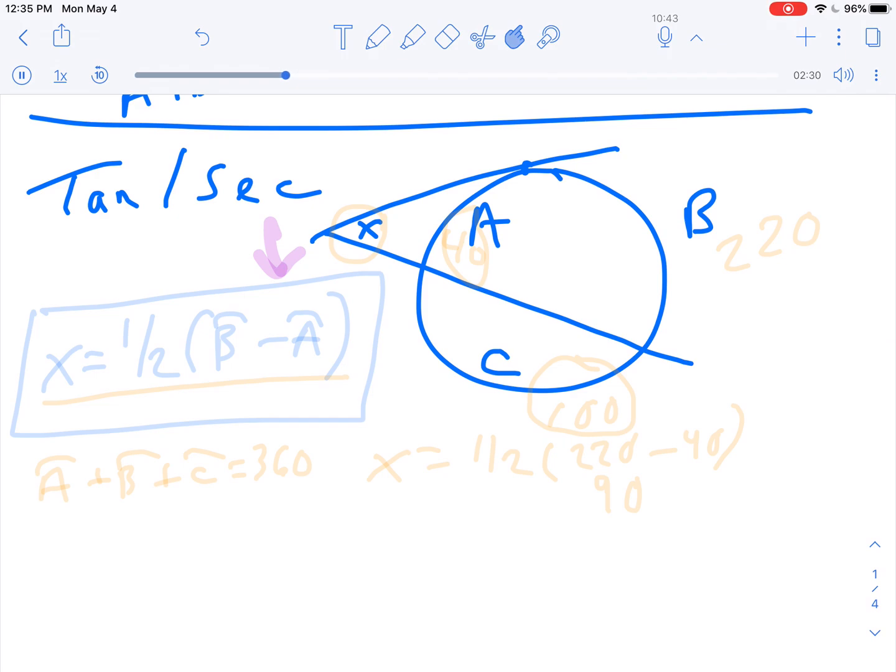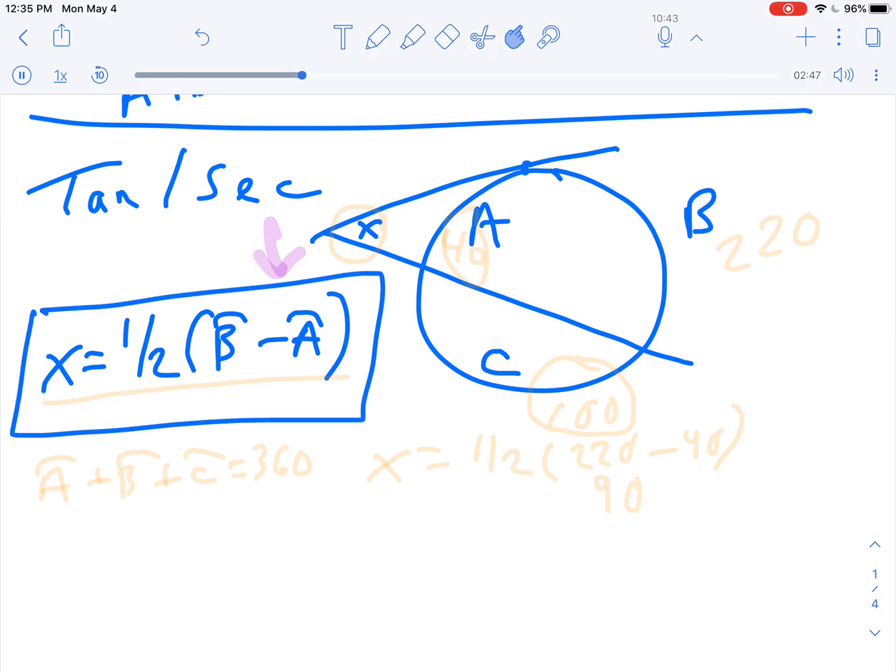Once again, just like the last one, X equals 1/2 the intercepted arc over here, B, minus the closest one, A. And C really has no part in the play of the formula. But sometimes you get a question where they're going to ask you something with that. So let me change the colors. Put orange in here. Let's say this over here was 100 degrees, and that A was 40.